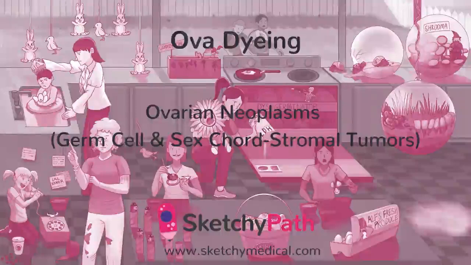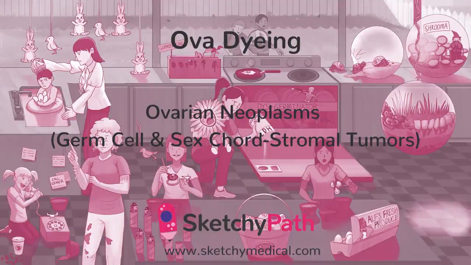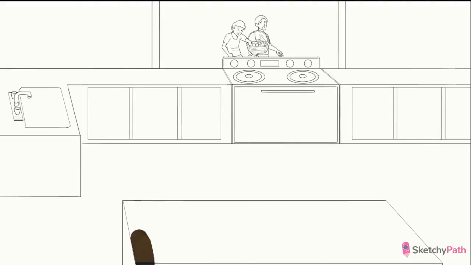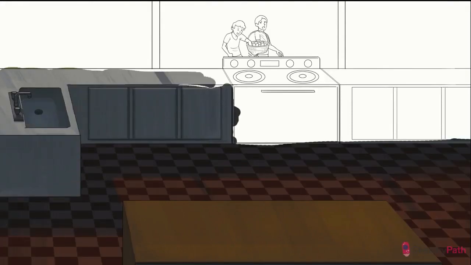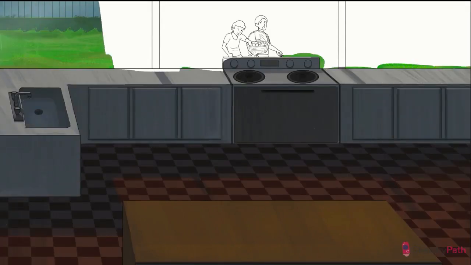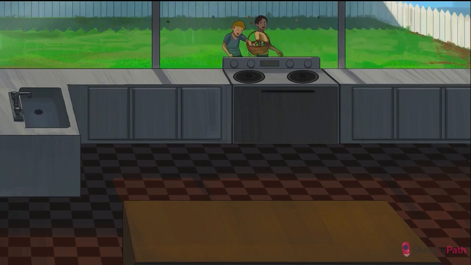Ovarian germ cell tumors are derived from the primordial germ cells of the ovary. These pluripotent cells migrate to the genital ridge early in the developing embryo, where they undergo meiosis to become oocytes and spermatozoa. So, since we're talking about the eggs and the seeds, and the birds and the bees and whatnot, when you hear germ cell, I want you to think of germinating seed.